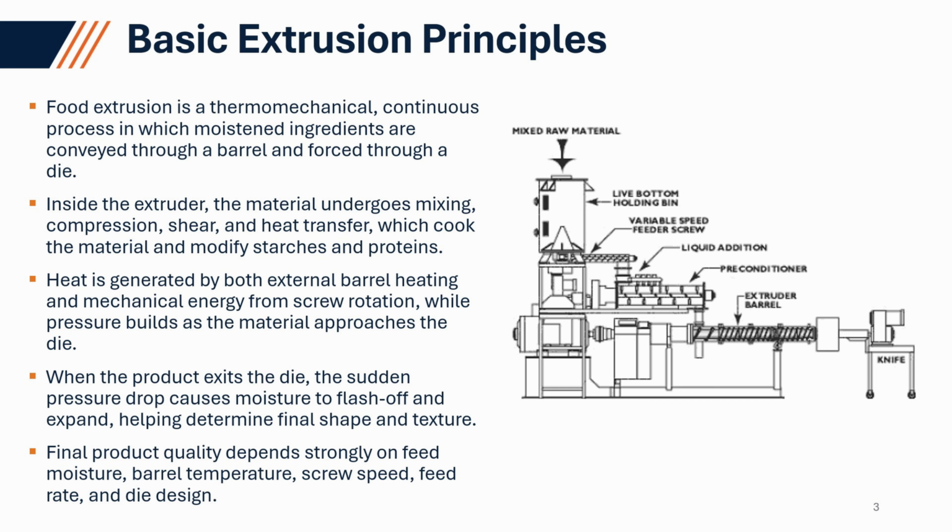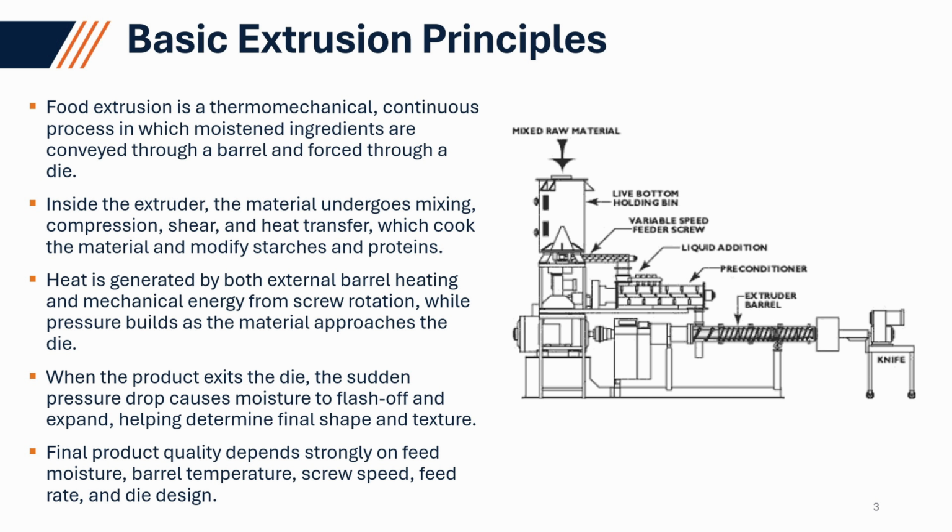Inside the extruder, the material experiences several different actions at the same time. It is being mixed, compressed, sheared, and heated as it moves forward. These combined effects cook the material and also modify important food components like starches and proteins. That is one reason extrusion can produce such a wide range of textures and structures. The heat inside the system comes from two main sources. One source is external barrel heating, and the other is mechanical energy generated by the rotation of the screw or screws. At the same time, pressure continues to build as the material gets closer to the die.